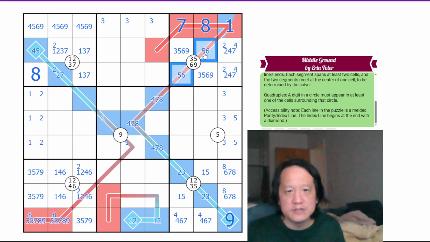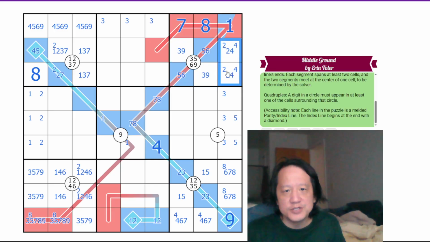So that means 7 and 8 has to be in the 5th and 6th position. So this is 7 and 8, which means this can't be 7 or 8. It's 4, which indicates 4 is in the 4th position. Okay, this 5, 6 pair eliminates 5, 6 in the rest of the box. This 7 eliminates 7 in the rest of the column. Sorry, in the rest of the box.